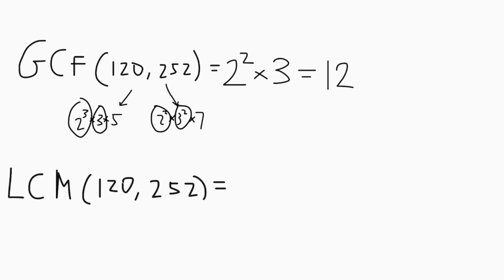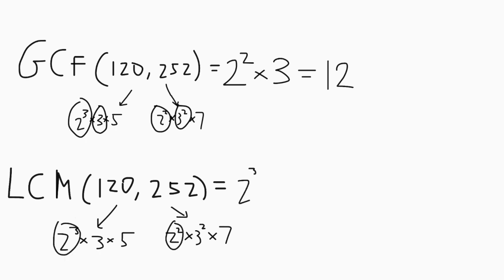Finally, let's find the LCM of 120 and 252. Again, we're going to write out their prime factorizations, and we're going to do the exact same thing, except for LCM, we want to take the higher power instead of the lower power. So for example, we look at the prime 2, and we see that the higher power here is on the left. The number 120 contains 2 to the power of 3 in its prime factorization. So we put that as part of our product. And then we multiply by the next prime. So we look at 3, and the higher power here is 3 squared, which is part of the prime factorization of 252. So we multiply 2 cubed by 3 squared.